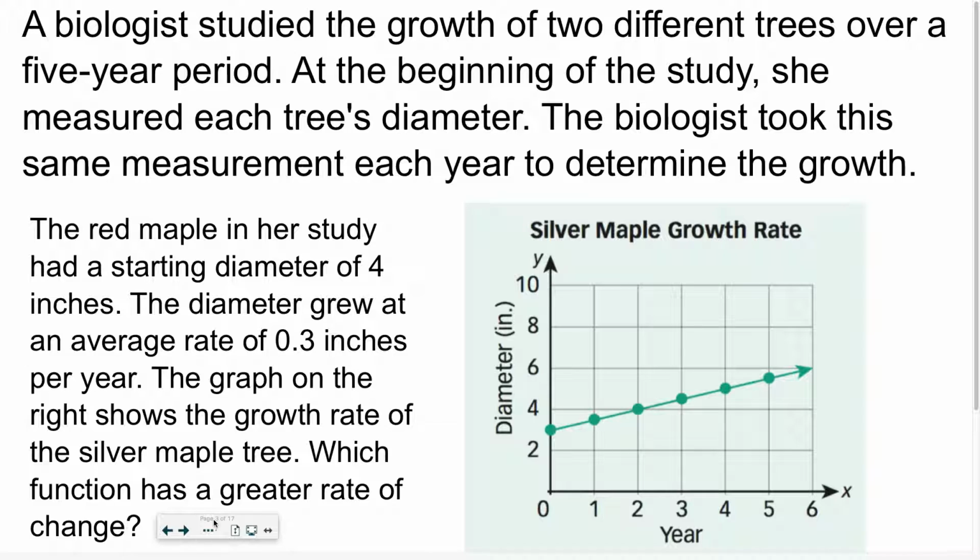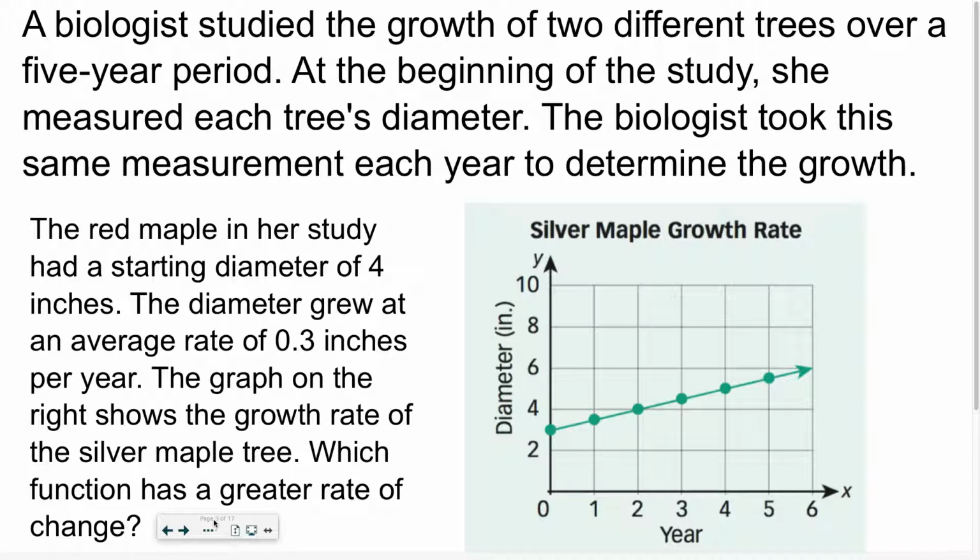Okay, so here's the scenario. A biologist studied the growth of two different trees over a 5-year period. At the beginning of the study, he measured each tree's diameter. If I'm looking at something round, how do I measure the diameter? Diameter. Radius times pi? Not radius times pi. Radius times 2? It's 2 of the radius.